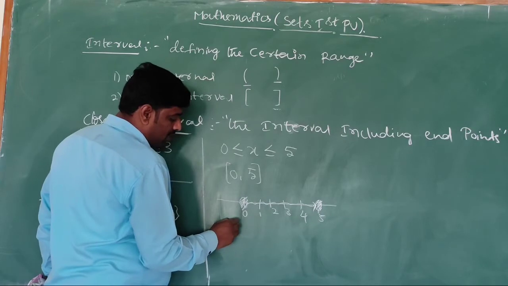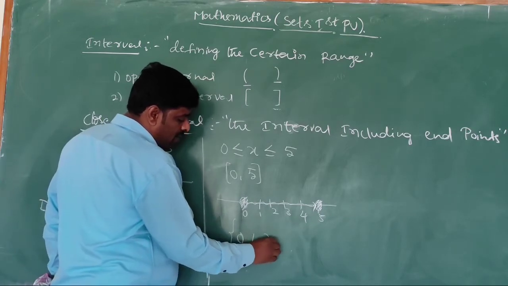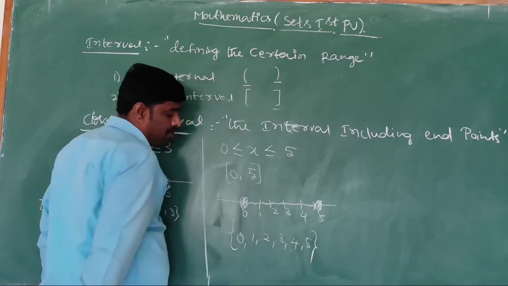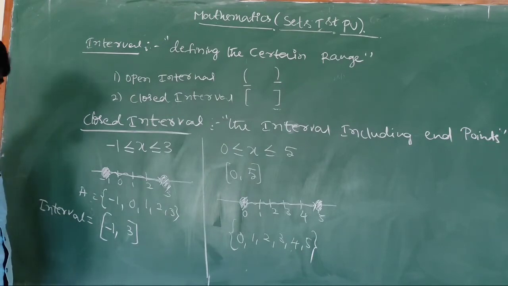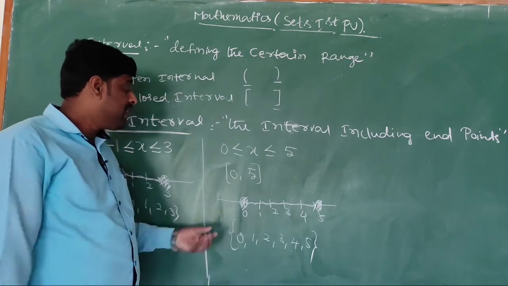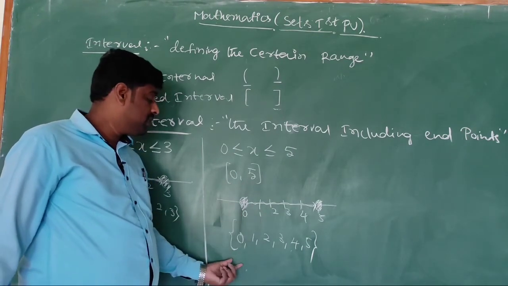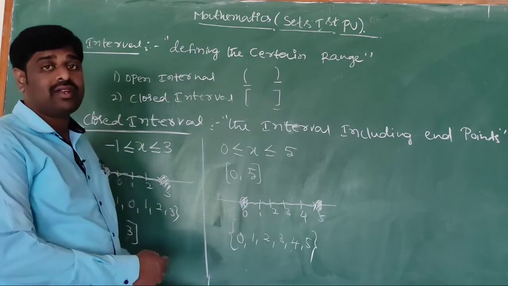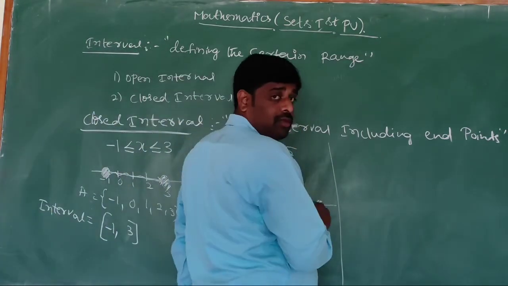Now what is the set? Including 0: 0, 1, 2, 3, 4, 5. This is the interval form, this is the number line form, this is the set form. I think all of it is clear, because this interval concept is very, very important. So I will give one more example.